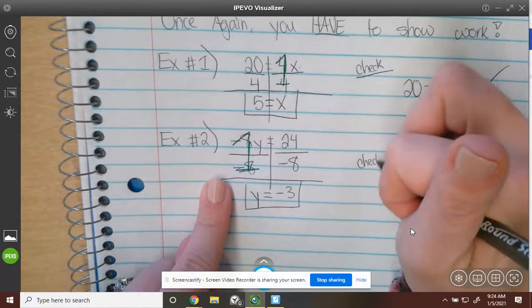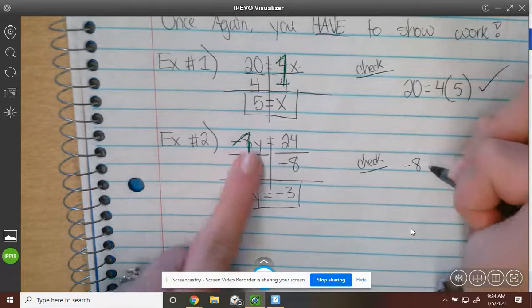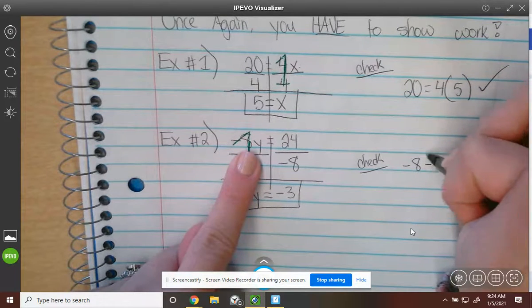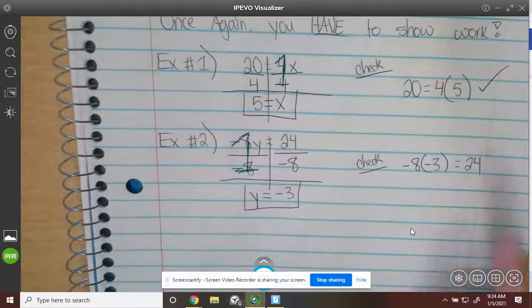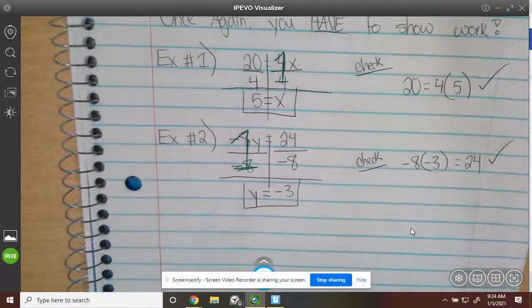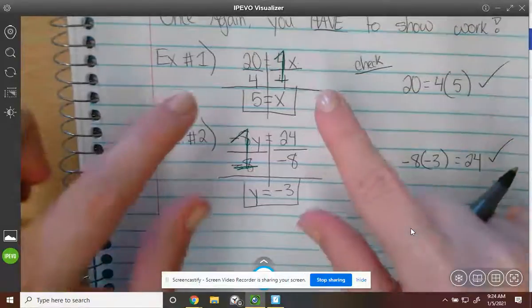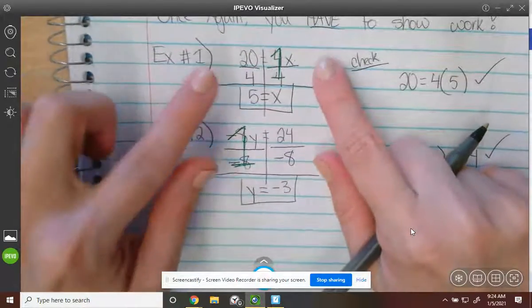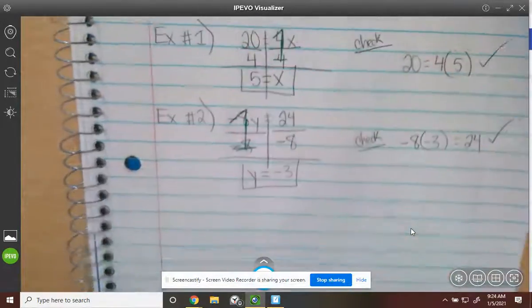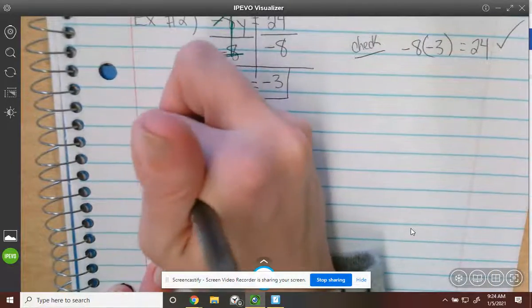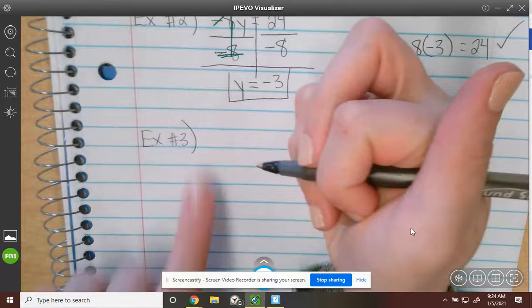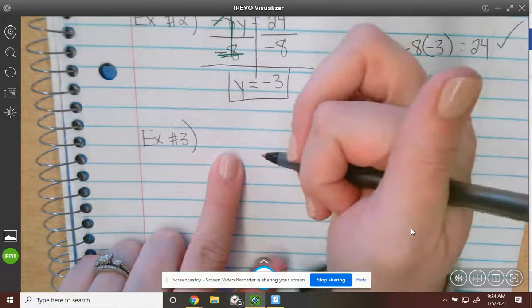Okay, if I go to check that, I get negative 8 times y, which is negative 3. We know 2 negatives make a positive, and 8 times 3 is 24. So that is multiplying. In order to solve multiplication problems, you have to divide. So now I'm going to leave a little bit of space here.